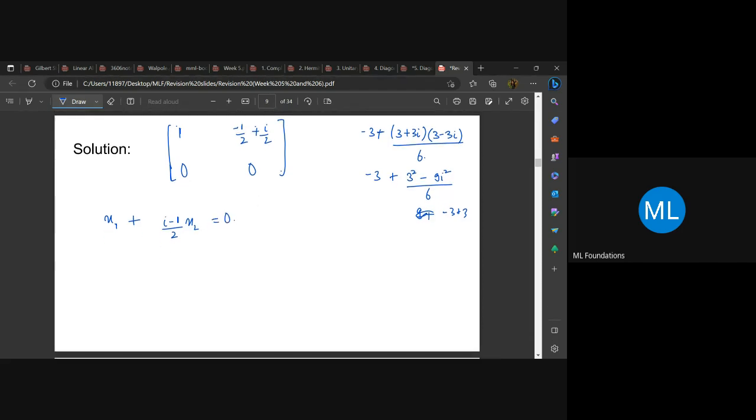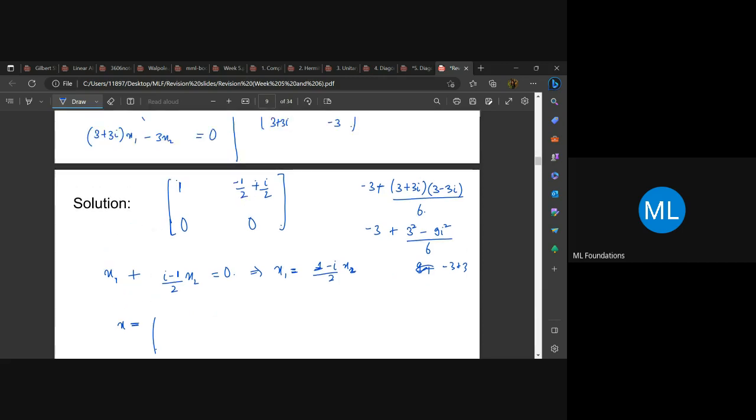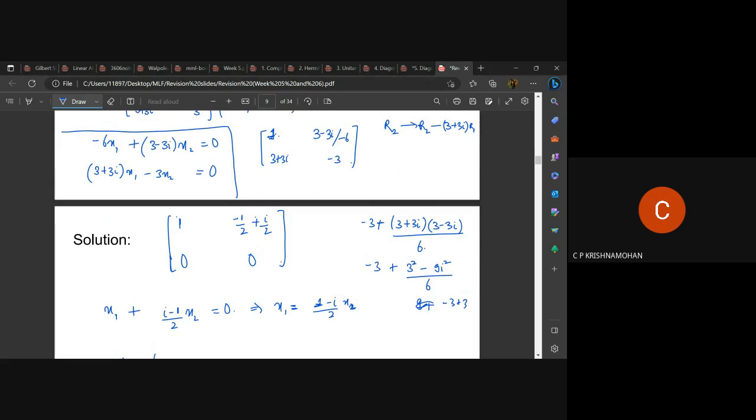So I can write my eigenvector as... so from here what can you do? You can do x1 equal... Ma'am, how did you get 0? Just calculation. I did x1 will become 1 minus i by 2. X2 is 1, yes, ma'am. Just this one. So it becomes 0.